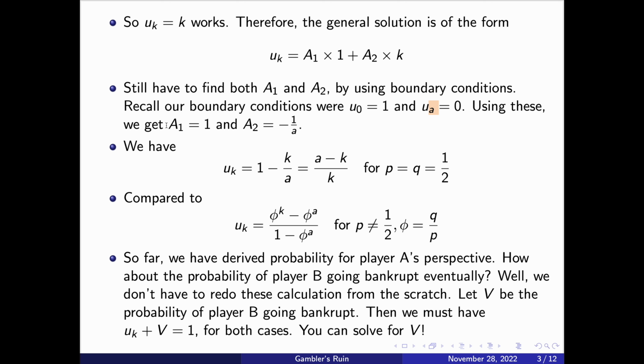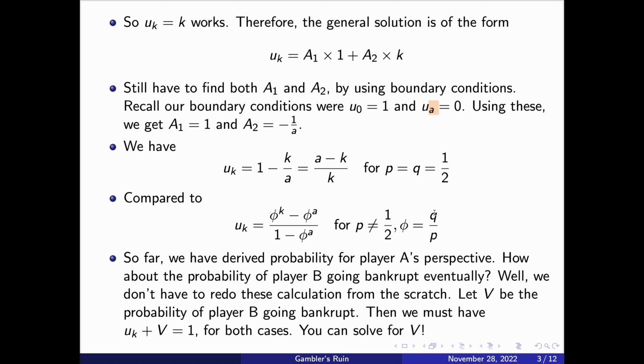So when you substitute these two values into here, we get this, and you can simplify this. We get (A minus K) over A, that's for P and Q equal to each other. Now I did this here. So for the case when P and Q are not equal to each other, we have u_K of this form. So these two are slightly different. Notice that phi is Q over P.